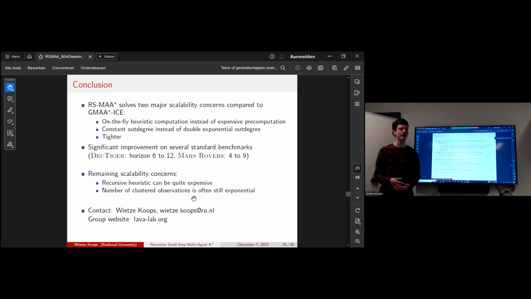Of course, there are also some remaining scalability concerns. Firstly, the recursive heuristic can be quite expensive to compute, even with the early termination of the heuristic. The number of clustered observations is often still exponential. That you can only do something about by giving up exactness and doing some lossy clustering and trying to find a good policy with it, or maybe even an optimal policy, given that you only want to keep that many observations in memory. But that's for future work.